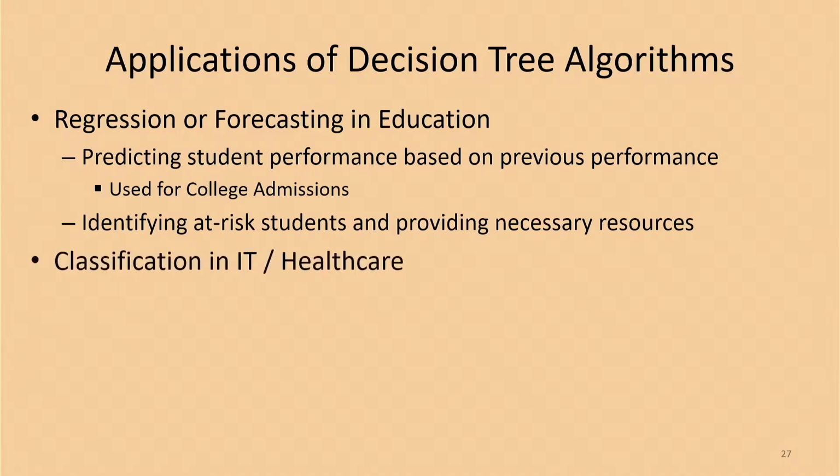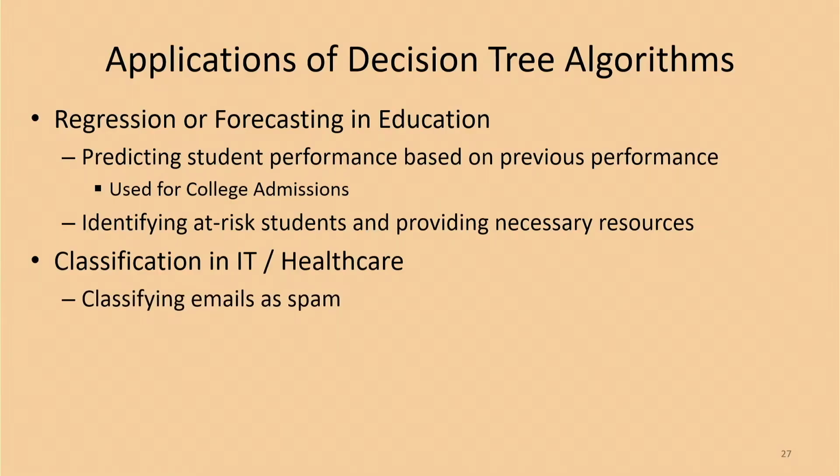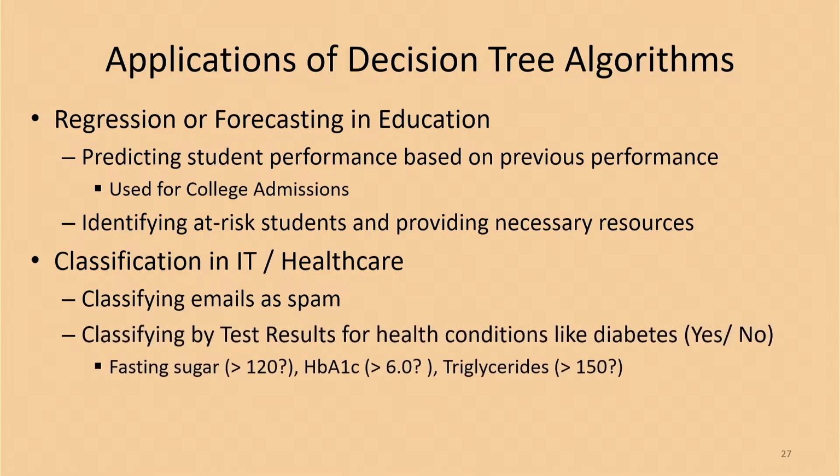And classification, IT or healthcare. Let's look at that. Classifying emails as spam, that's a decision tree algorithm. We can use classification for it. And there are different classification algorithms as well. But what I'm saying is, for the same application, you can use more than one algorithm.